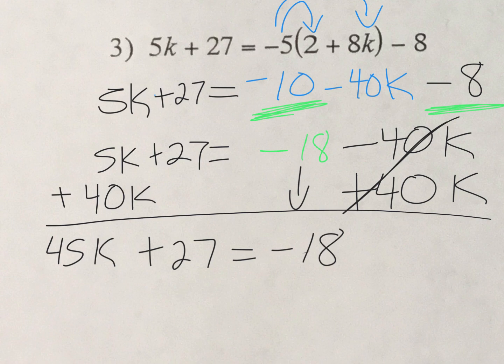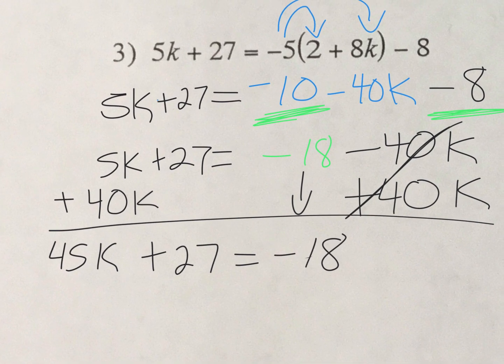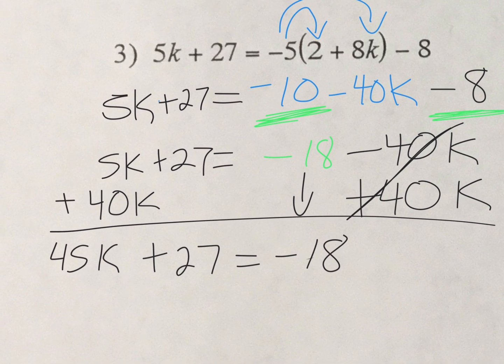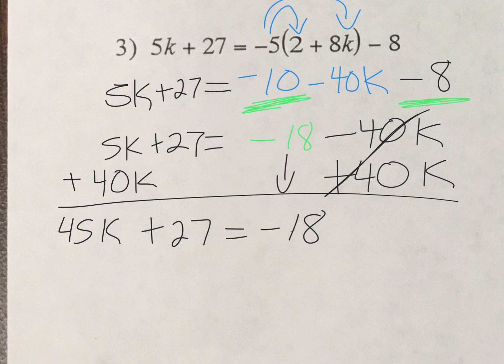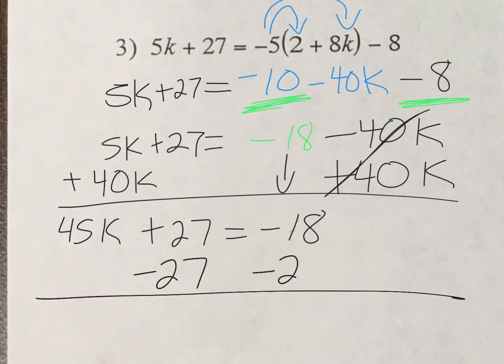So now we've got it down to a much more simple equation. I am going to look over here and see what I need to cancel out. I'm going to get rid of that plus 27 first because that's going to make the math a little easier. How do I get rid of a plus 27? I get rid of it with a minus 27. And I'll need to do the same thing on both sides.